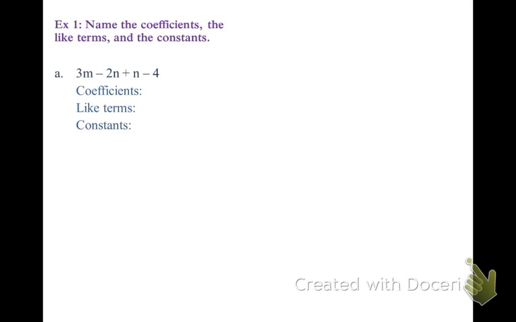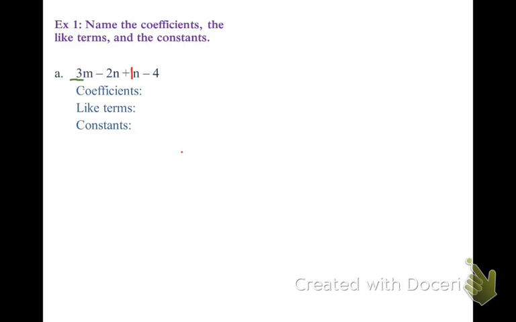So, I have A. We're going to name the coefficients. Those are the numbers in front of the variables. Well, 3m minus 2n plus, okay, there's a hidden number here, and that hidden number is always going to be 1. So we have 1 minus 4. So we are going to look at the numbers with the minus or plus sign with it.